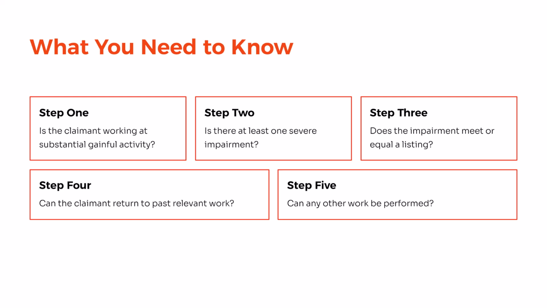That is work that they have performed within the last 5 years, that they performed long enough to learn how to do it, and it was performed at the SGA level. Step 5 looks at whether there is any other work that could be performed considering the claimant's age, education, and the type of past relevant work that they have. Each step is decided in order. If the claim is denied at step 1, Social Security never reaches the later steps. Step 3 may result in an allowance, and if so, steps 4 and 5 are not reached.